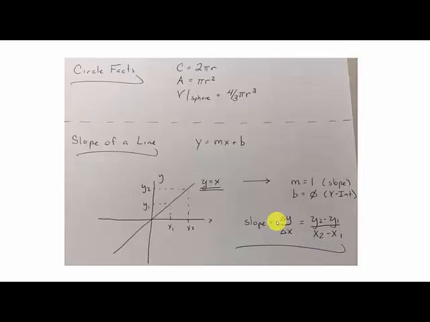The area is pi r squared. A less commonly known one is the volume of a sphere, 4/3 pi r cubed. All good things to know. And these are the kind of equations, by the way, that I would give you on an equation sheet, okay? Slope of a line, generally speaking, y equals mx plus b.